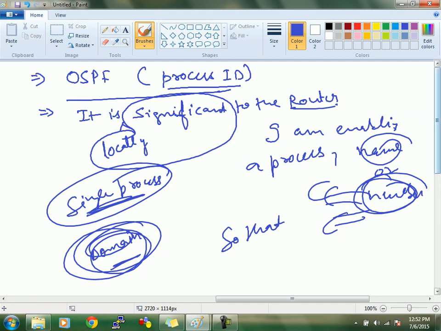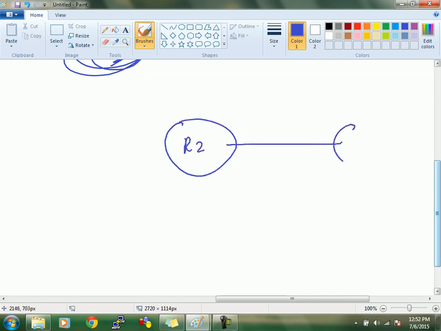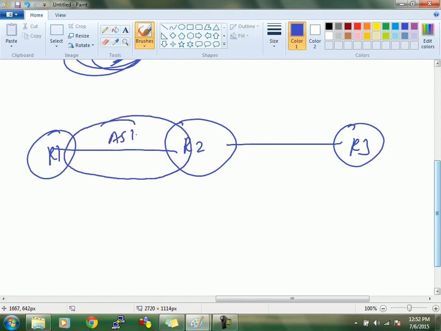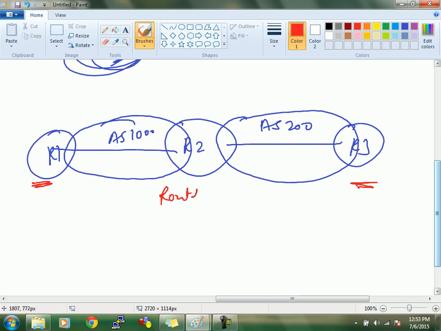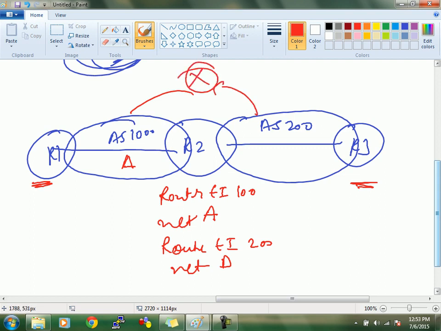What I am trying to say, like this is R2, this is R3, this is R1. You want these two routers to be a part of AS100? Yes, it's possible. If you want these two routers to be a part of AS200, this is also possible. What will you do? You know the configuration of this router. What about the configuration of this router? Router EIGRP 100. You will advertise network A. Exit. After that you will write router EIGRP 200 and its network. But there is a rule. These two processes by default will not communicate.